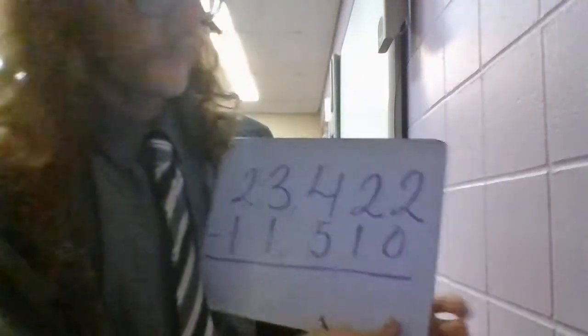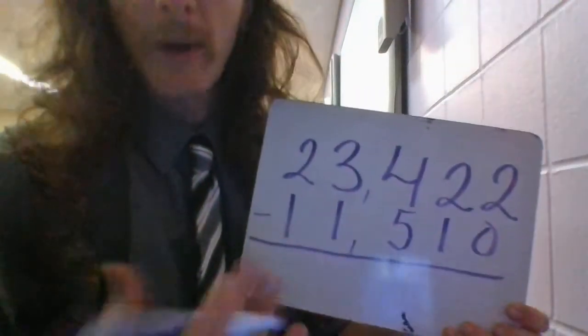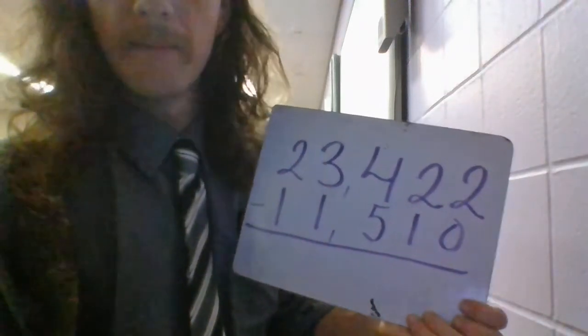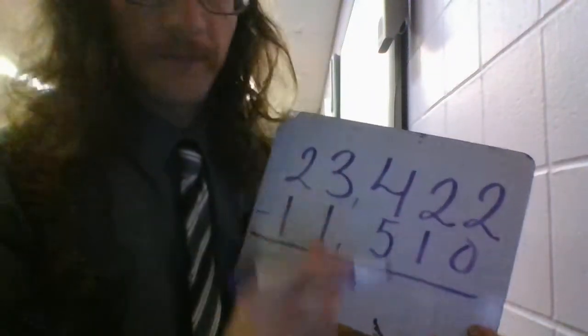Standard stacking. Make sure you space out your numbers a little bit. 23,422 minus 11,510. And before I show you, I'm going to add my commas. Pause right here if yours isn't spaced out like this. Go ahead and make it happen.